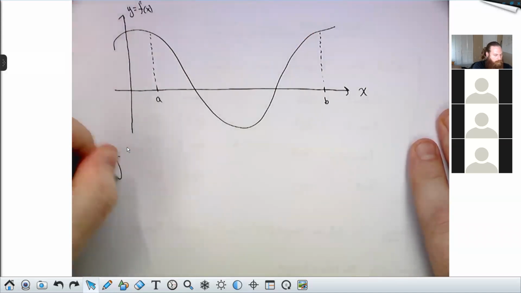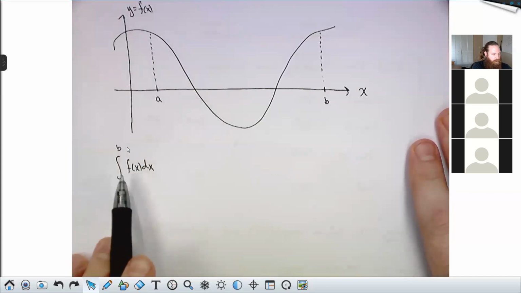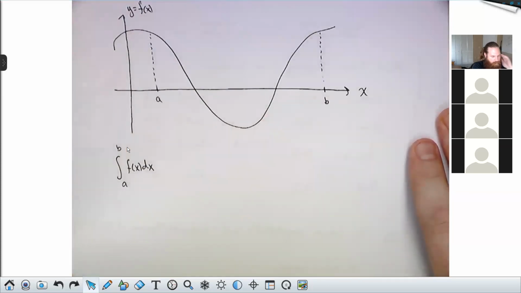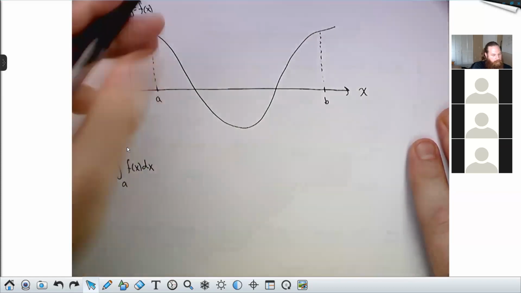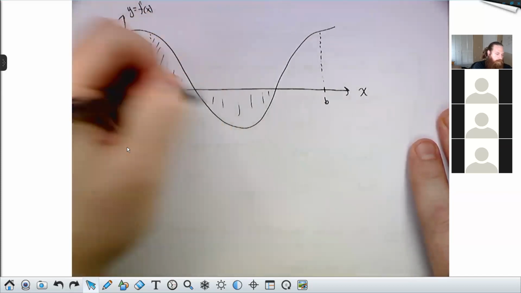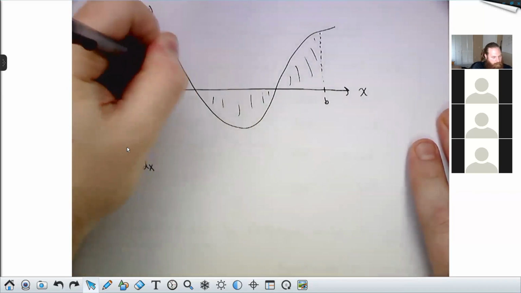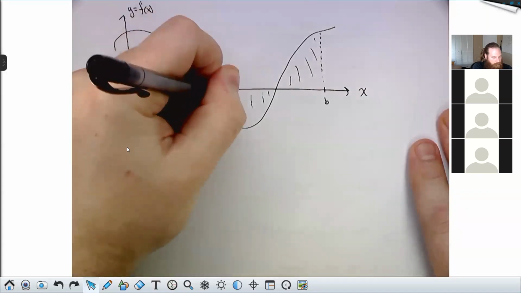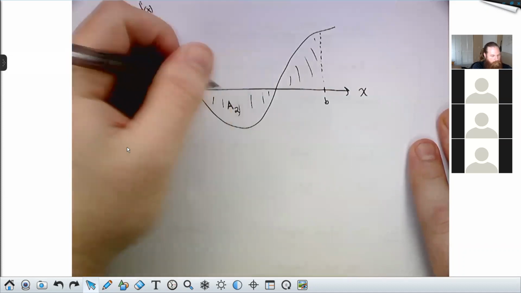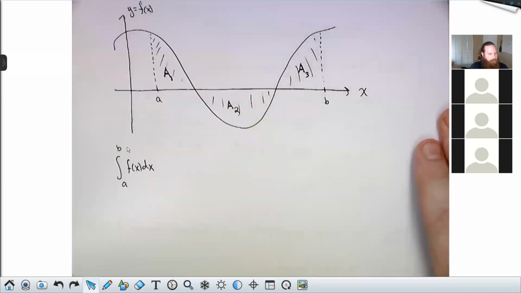What I want to do is understand the integral from a to b of f of x dx, which remember is the signed area bounded by this curve and the x-axis from a to b. Well, that's definitely this area, and this area. This first area, let me call this A1. The second area, let me call this A2. And this third area, let me call this A3.